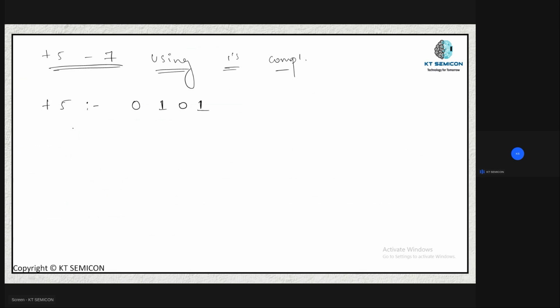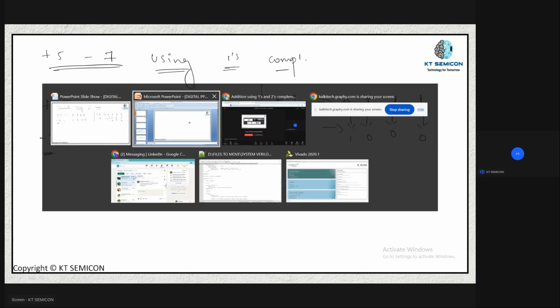Now, coming to the negative number, we are going to apply the ones complement on this original format. That means plus 7 is basically represented as 0111. And minus 7, if I want to represent, how am I going to represent it? I am going to apply ones complement on this number. That is nothing but 1000. So this is the ones complement format of minus 7. Now I am going to add these two numbers.